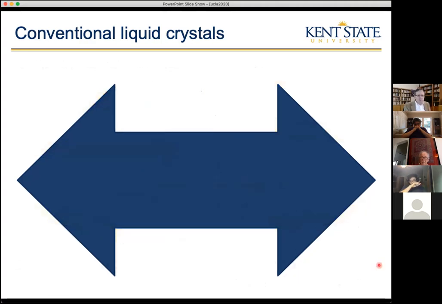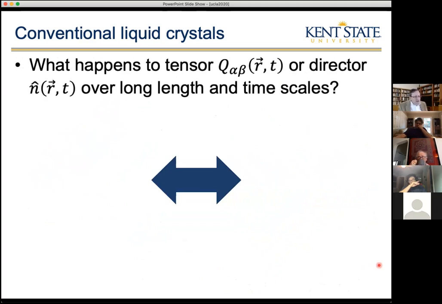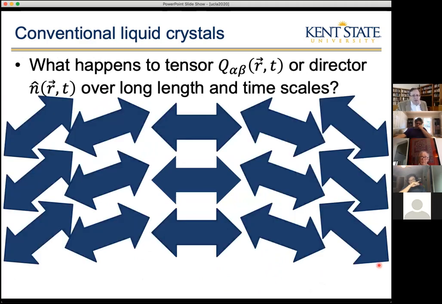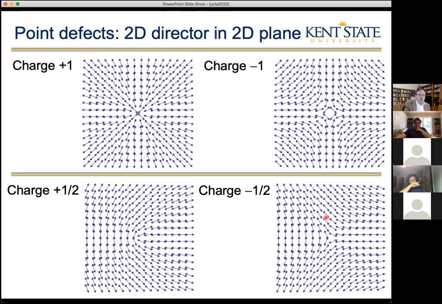Now we can zoom out some more and say, if we look at an even wider range, what happens to this double-headed direction over long length and time scales? And it might not be uniform. It might be modulated in some way. And so we could get a variation like this, and then might have topological defects in it, right? This non-uniform order might form defects with structures like these.